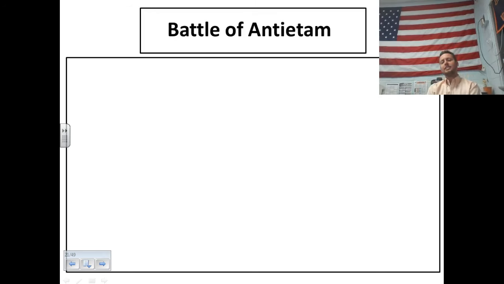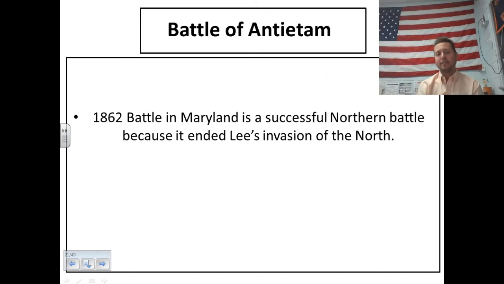The Battle of Antietam. In 1862, Robert E. Lee invades the North, and he fights a big battle at Antietam in Maryland. It is a successful northern battle because it ended Lee's invasion of the North. It wasn't a huge win for the North. Some even say it was a tie. But when it was over, Lee had to go back down south.